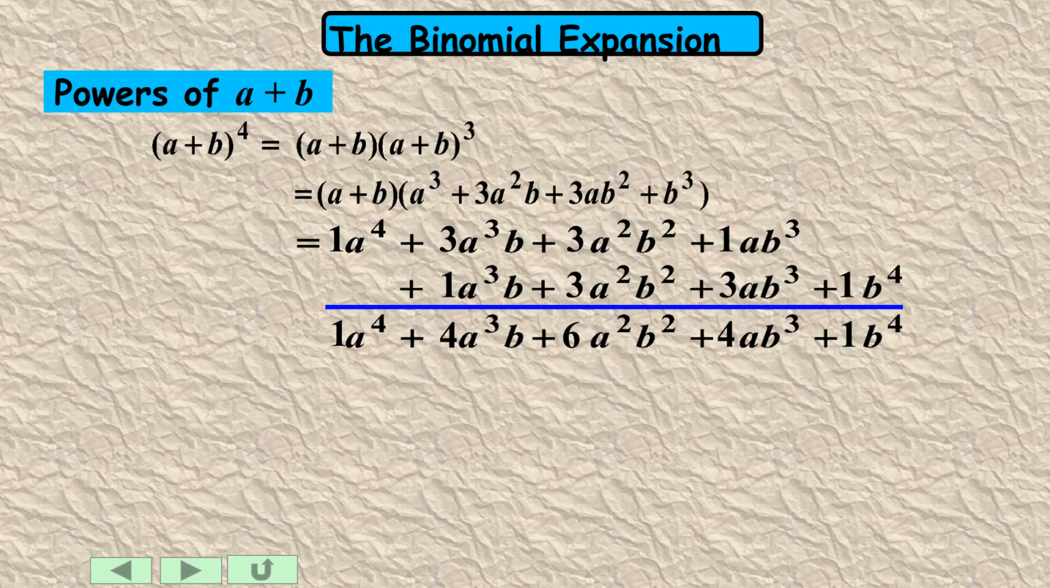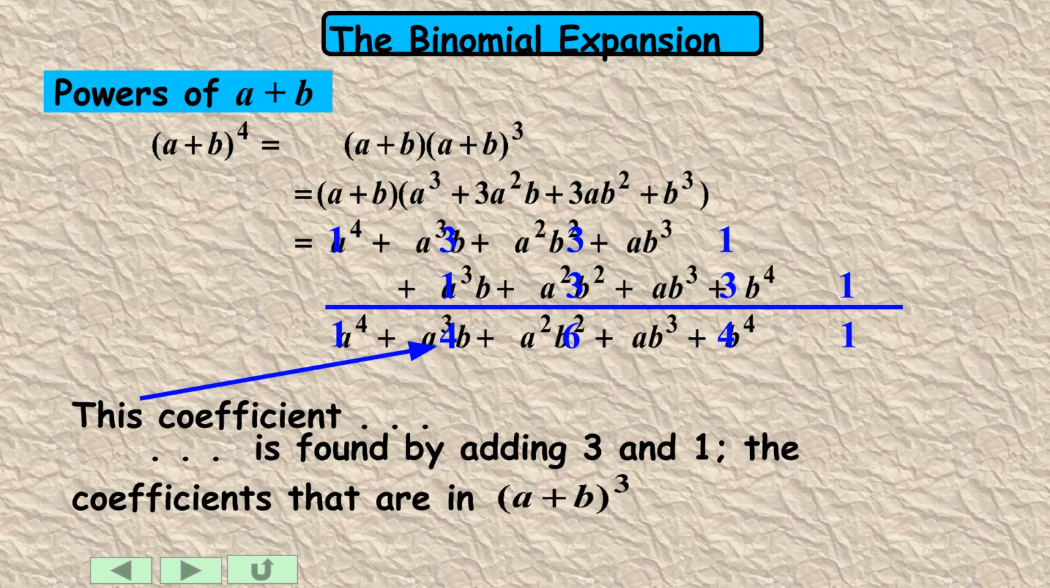Let's expand a plus b to the power of 4. It's a plus b times a plus b cubed. This equals a plus b times 1a cubed plus 3a squared b plus 3ab squared plus 1b cubed. Multiplying this out yields the coefficients 1, 4, 6, 4, and 1.